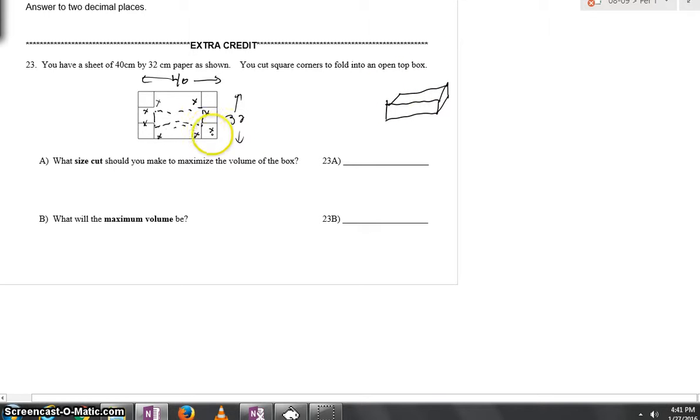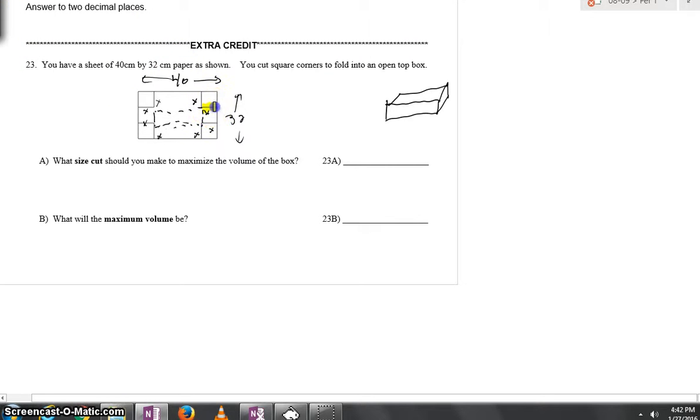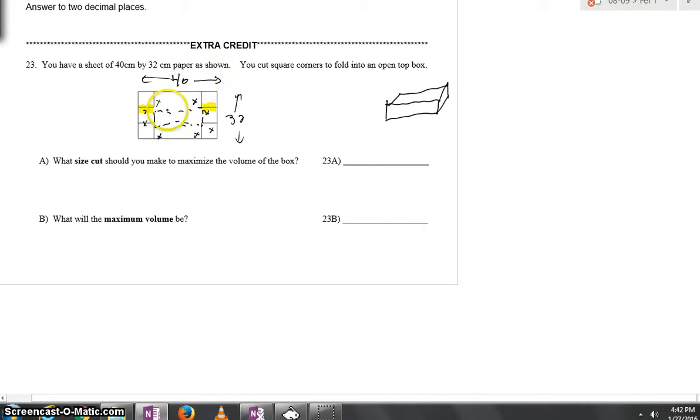So as you're losing those square corners, please understand you have 40, but what I'd like to point out is you're losing a dimension of X centimeters and X centimeters over here. So you're going to lose 2x. So this is going to be 40 minus 2x on the inside here.